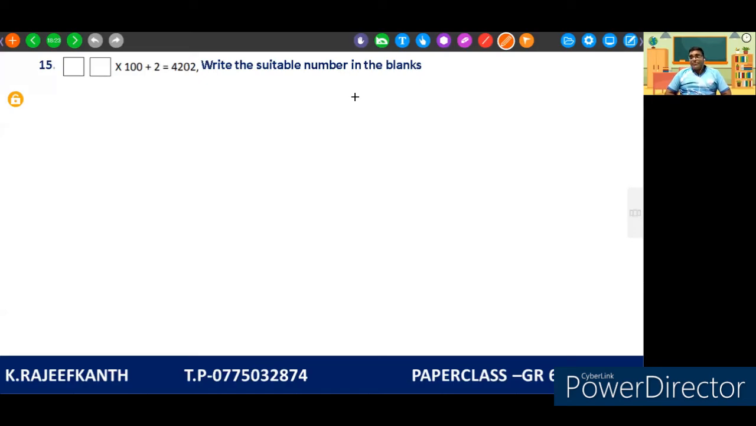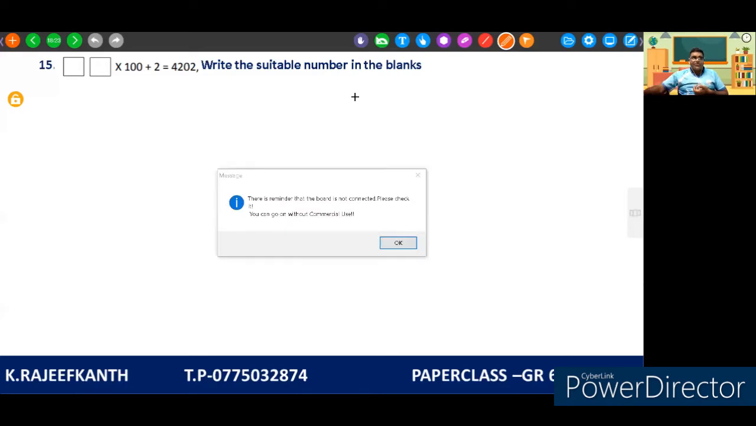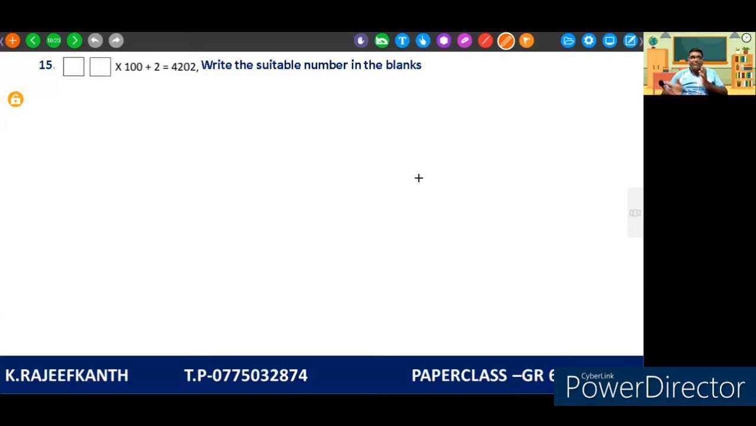Here after adding 2, we got the answer as 4,202. So before adding 2, what was the number? You have to find that first, right? Then after multiplying by 100, you got that answer. So before multiplying by 100, what was the number? In that way, you can find the answer.